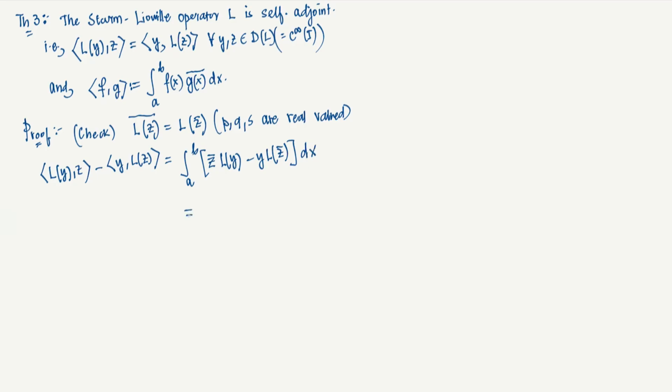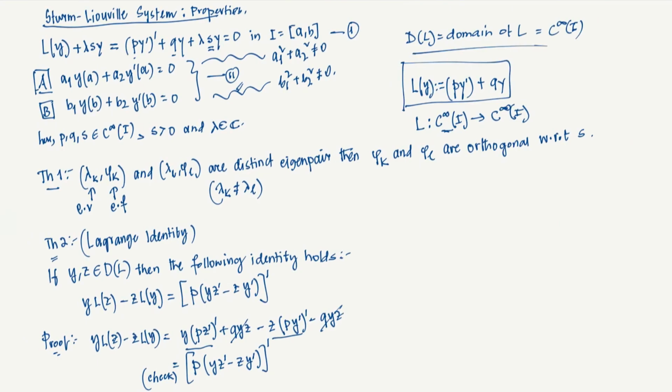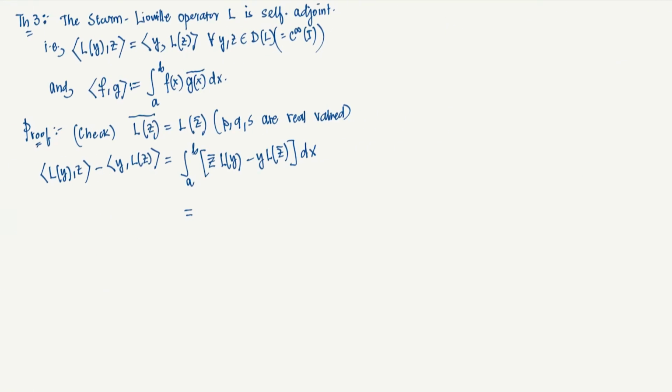Now, if you remember, from Abel's Lagrange identity, YLZ minus ZLY is P times (YZ bar minus ZY bar) whole prime. So we are going to use that part here. The integral and the derivative cancel out, and the only thing which remains is P of (Z bar Y prime minus Y Z bar prime) evaluated from A to B. I hope this is clear. This is what we are left with.